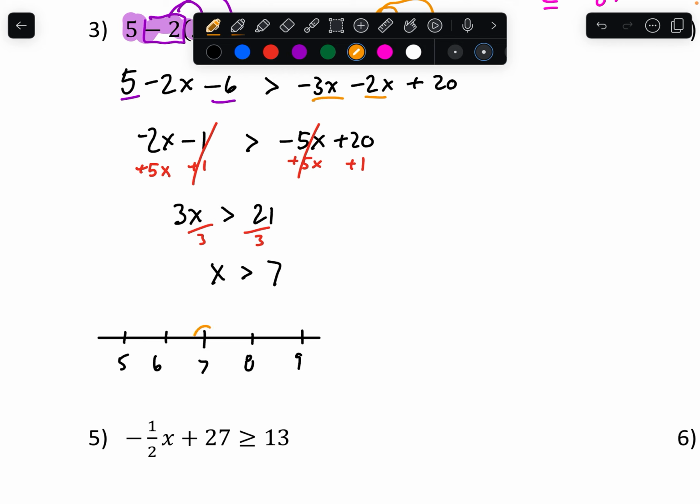So 7 is here, open circle this time. We want numbers that are bigger than 7, so like 8, 9. So again, the arrow is going to head off to the right. So I'm going to check 8.